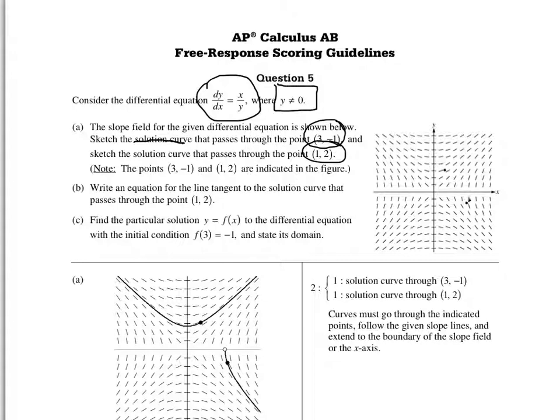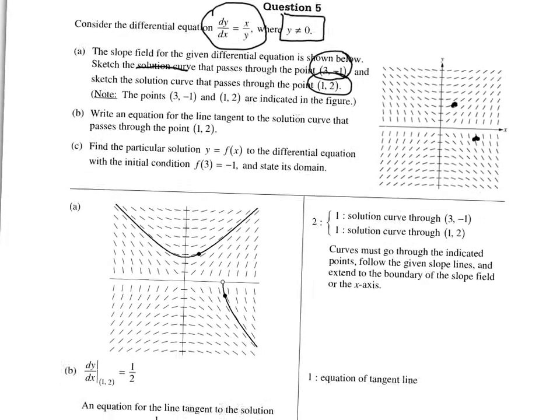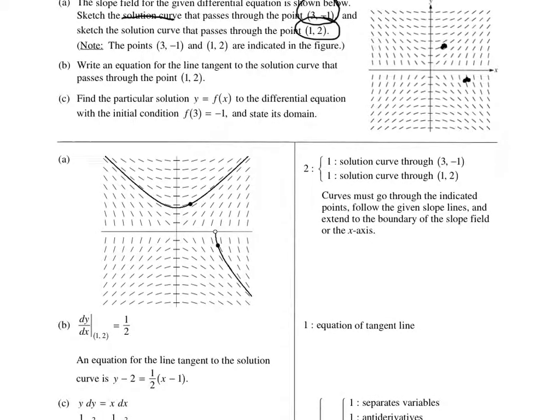So you can see they give us the points here. So there's (3, -1), and here is (1, 2). Okay, so if you look here at the diagram, we have the solution curves drawn in. And the first solution curve going through the point (1, 2), you can see you follow the slope fields. Basically, your particular solution is going to be tangent to those slope fields.